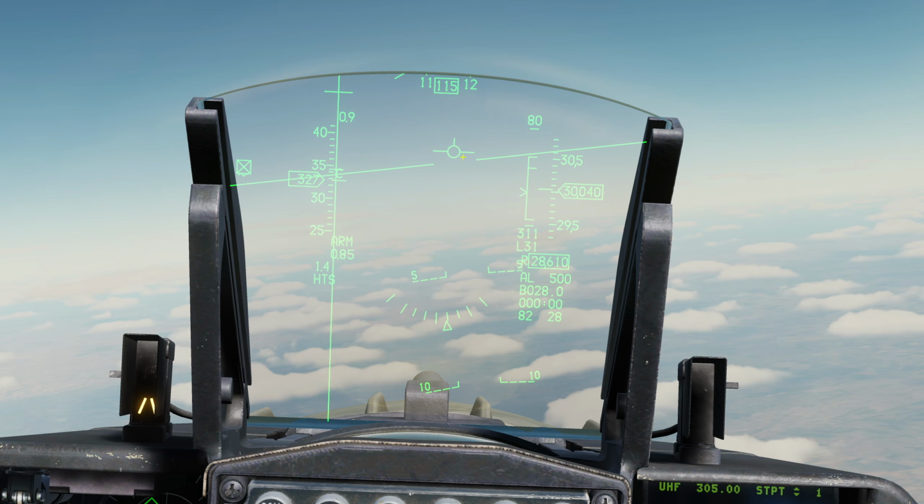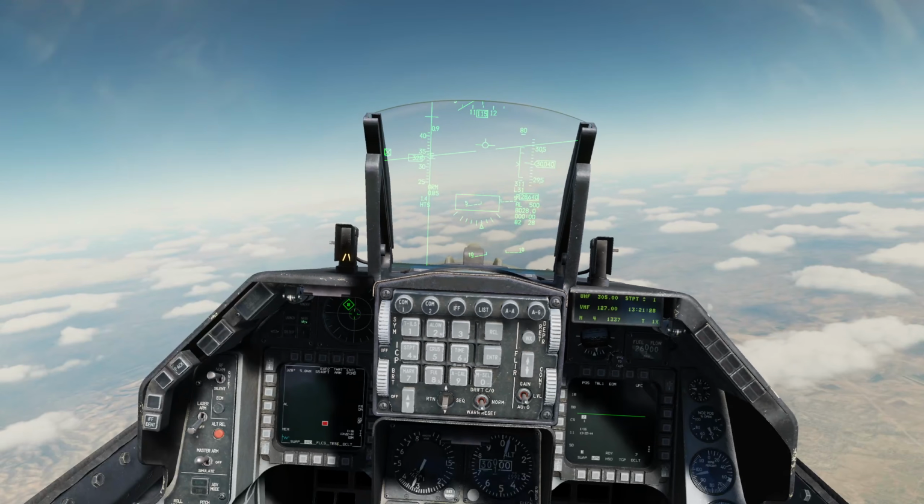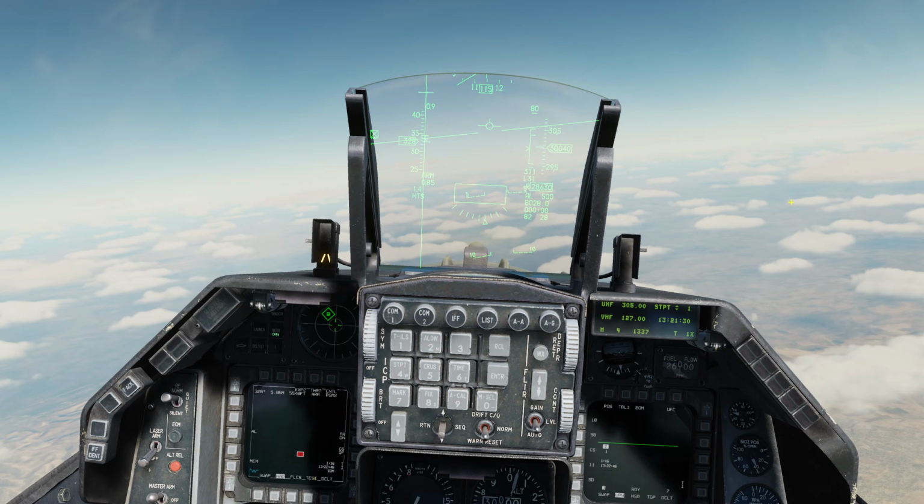That's where we need to put the flight path marker to loft that missile. We also have the altitude at which the loft will occur if we tried to launch now. So currently the missile would launch as we pass 31,100 feet. And it's telling us that we need to go left 31 degrees just now to bring ourselves onto target. So let's go ahead and target this SA2 site.